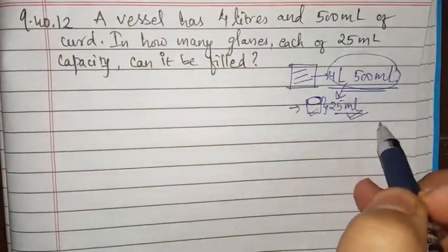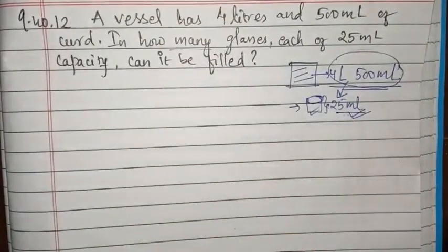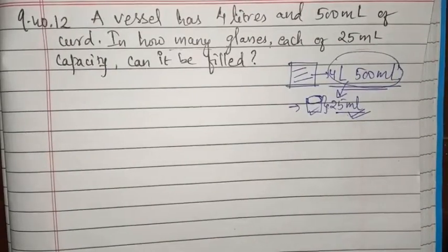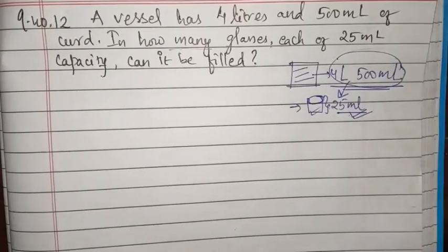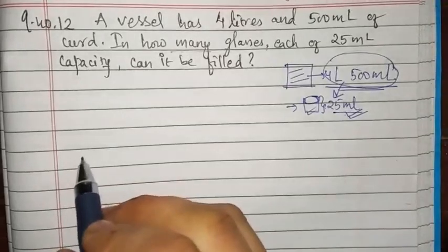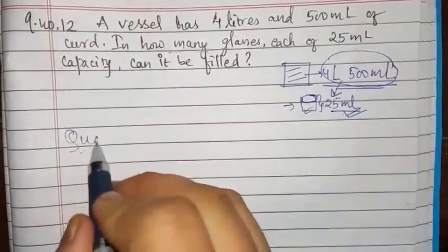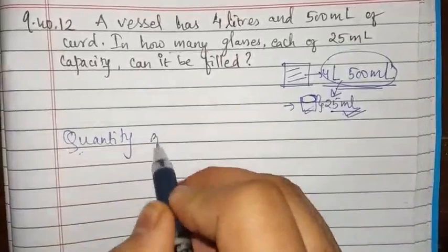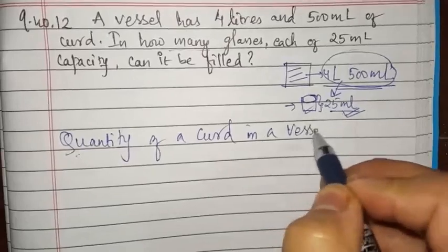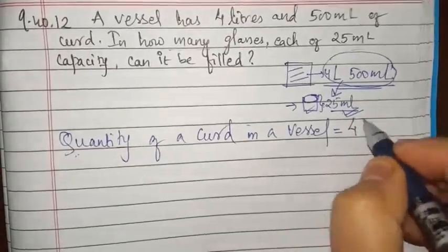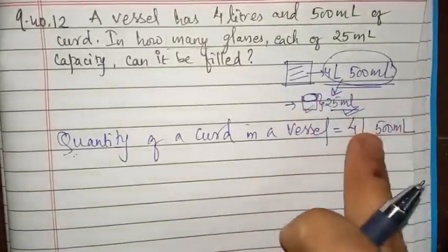The question is simple. I have told you, whenever you find such a question, that is number of glasses, number of boxes, number of paper, in such condition you will divide. So here, what should be divided, that we are going to find. Okay, so let's write the quantity of curd in a vessel. What is the quantity of curd in a vessel? The quantity of curd in the vessel is 4 liter 500 milliliter.